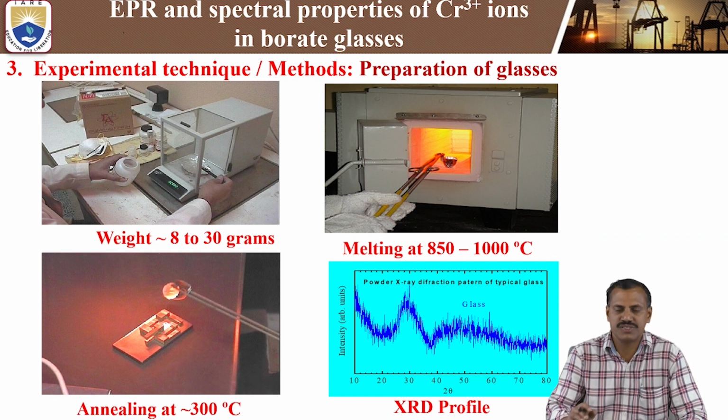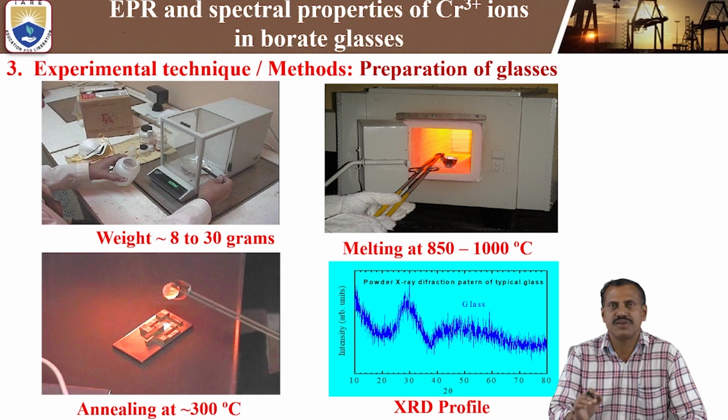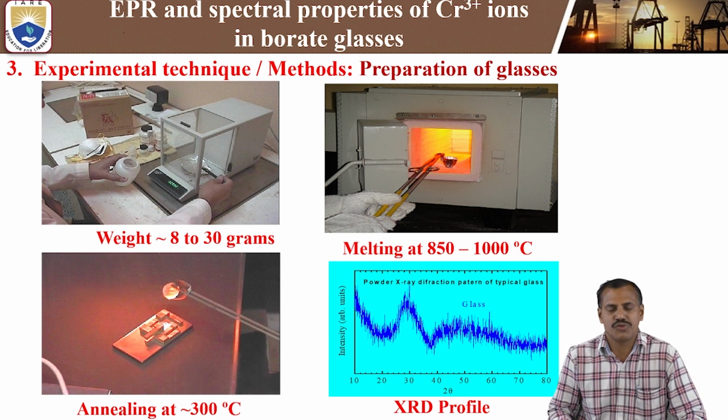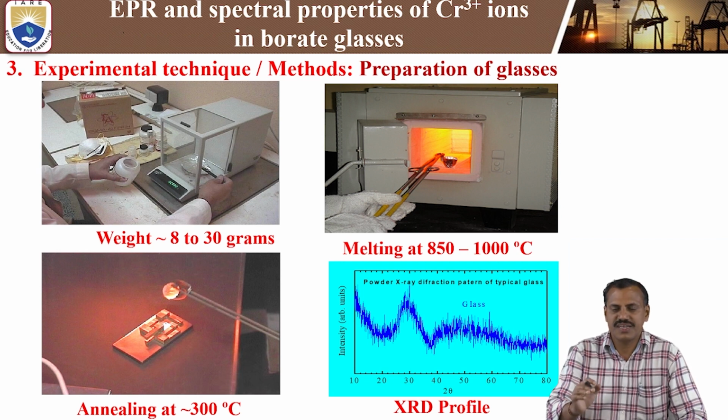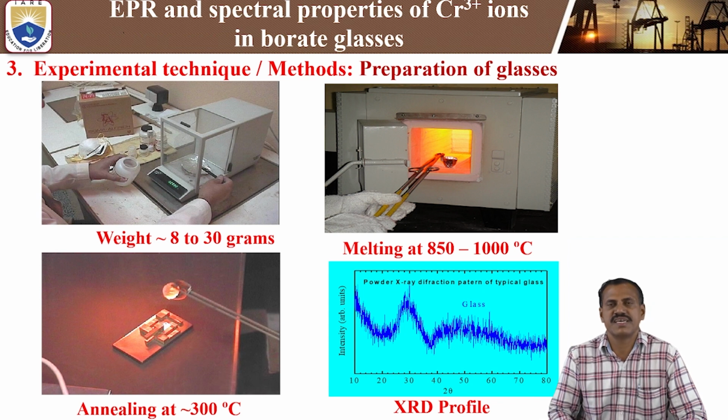At that time we are using an electrical furnace. For borate glasses, we have to use a temperature between 850 degrees centigrade and 1000 degrees centigrade. We keep the borate glass chemical composition in the platinum crucible inside the electrical furnace. After heating up to 850 or 900 degrees centigrade, we keep it at 900 degrees centigrade for 1 hour. After 1 hour, it will melt, turning from solid material to liquid state.